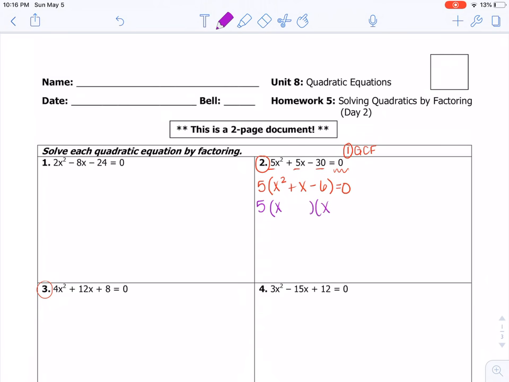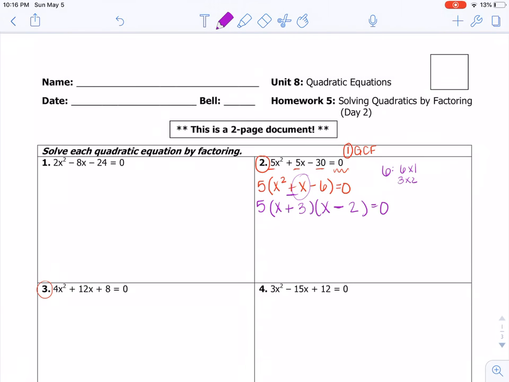I'm going to bring my 5, and I have x and x, still set equal to 0. Well, what are my factors of 6? We have 6 times 1, or 3 and 2. If I look at this, 6 and 1 will never give me 1, but 3 and 2 will. So I'm going to use 3 and 2. If we keep the sign of our bigger number, we have to make 3 positive and 2 negative.